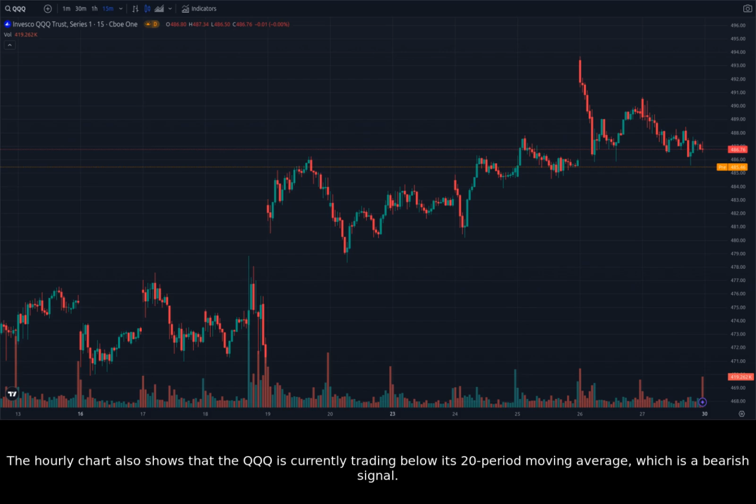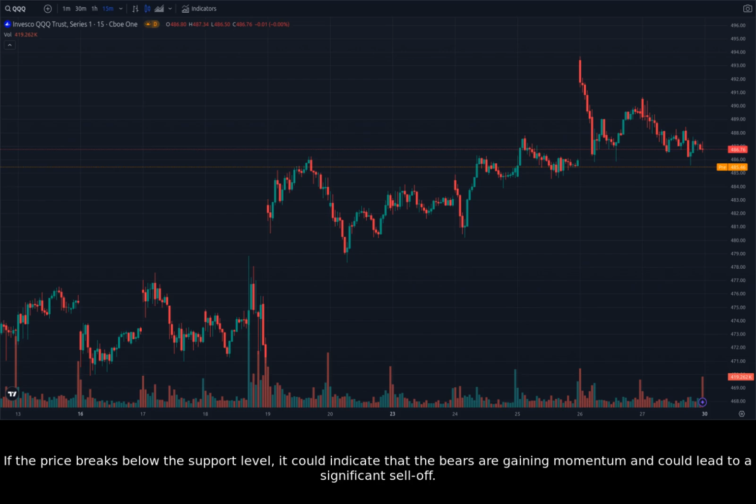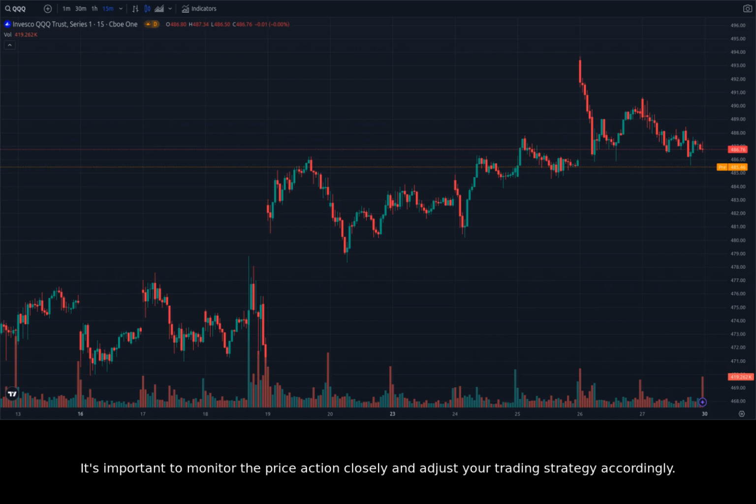The hourly chart also shows that the QQQ is currently trading below its 20-period moving average, which is a bearish signal. However, the price is still holding above the support level, suggesting that the sellers are not yet in control. If the price breaks below the support level, it could indicate that the bears are gaining momentum and could lead to a significant sell-off. It's important to monitor the price action closely and adjust your trading strategy accordingly.